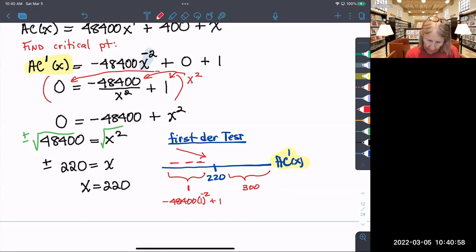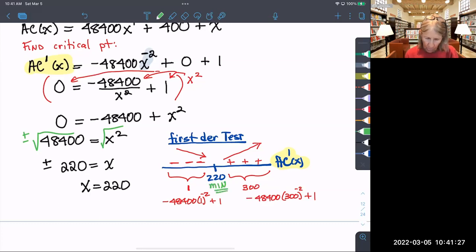Now, if you plug 300 in, again, use your calculator to do this work. 300 into the -2 plus 1. That's going to turn out to be a positive. So we get a positive value here, which tells me average cost at this point is going back up. Okay, so if it's coming down, turns around at 220, goes back up, that tells me, okay, great. My 220 is definitely the minimum. And that's what I wanted, right?